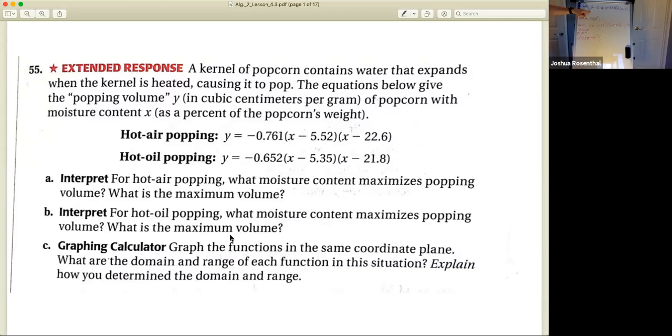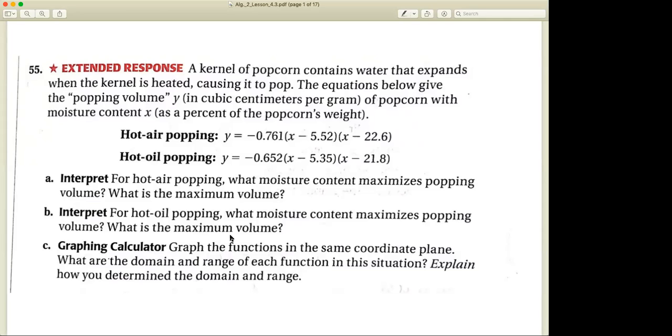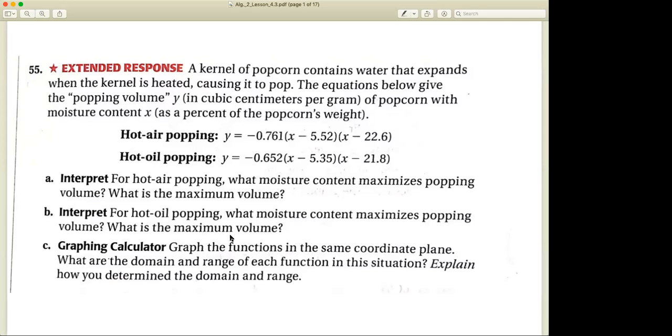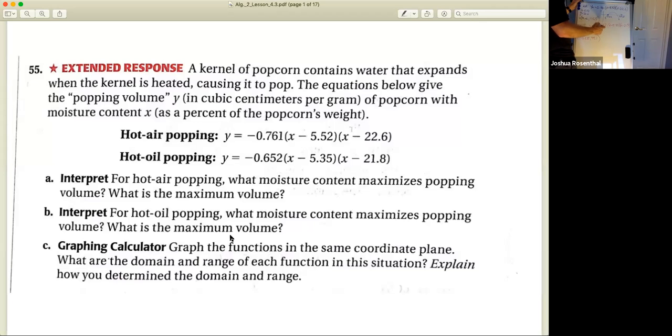Okay, so the x value, if it went to the left of 5.52, let's take a look at what this looks like. So if you have this graph here, and here's your x-axis, and this is 5.52, and this is 22.6. What do these y values mean? The volume, right? So if the x-intercept is 5.52, what does that mean the volume of the popcorn is at that point?